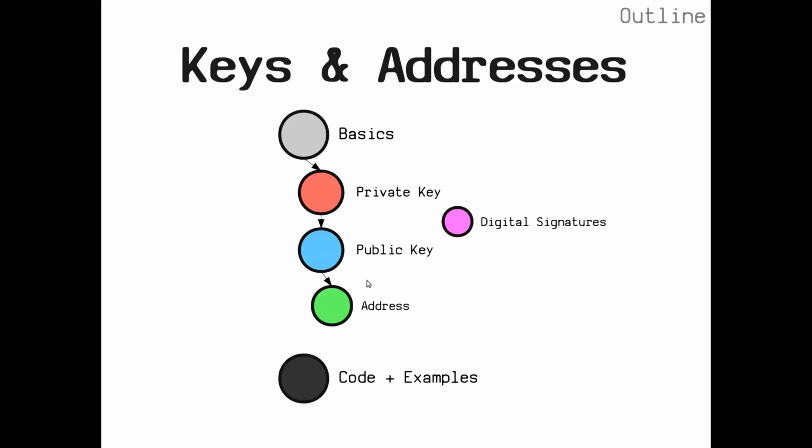And then at the end of that, I'll go through some code and some examples to show you how you can generate your own private key, public key, and address. So yeah, it's mostly presentation stuff, not too much code at the end. It might be a little bit heavy on the explanations when it comes to digital signatures, but as long as you just get a feel for how it works, that'll be fine.